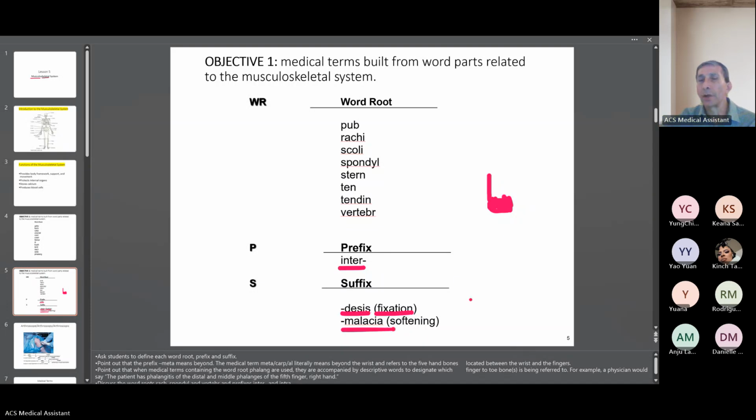Malacia, remember these are suffixes. It means softening. Something becomes very soft. It's not supposed to be soft. Bones are supposed to be very strong because they are the ones that support the weight of our body. So if they become soft, what is it that's going to happen to them? They're not going to break. They're going to bend.